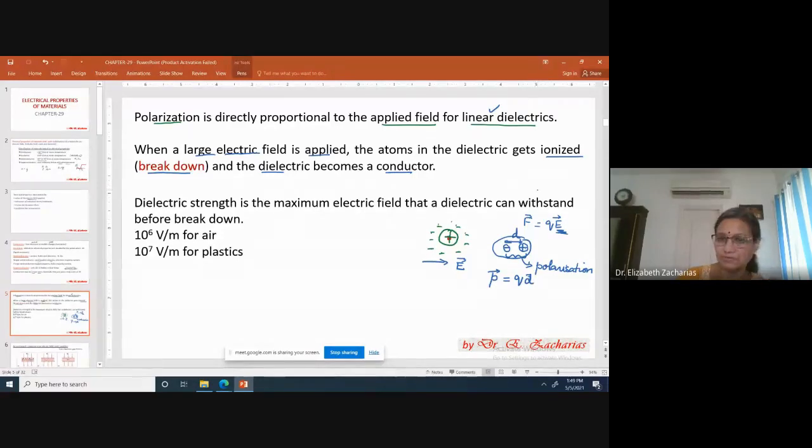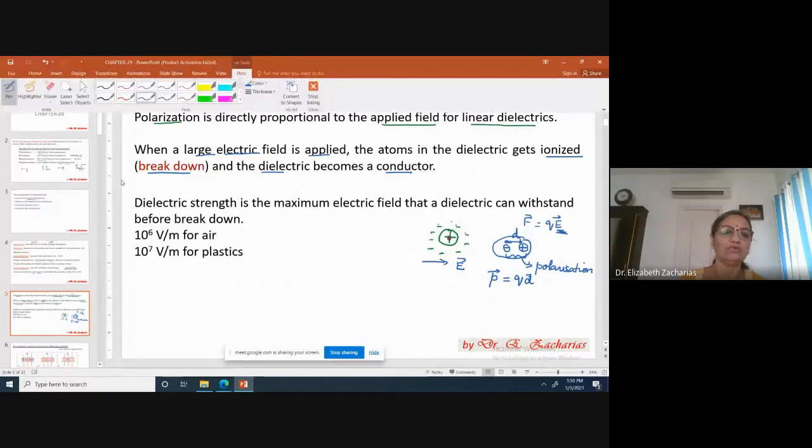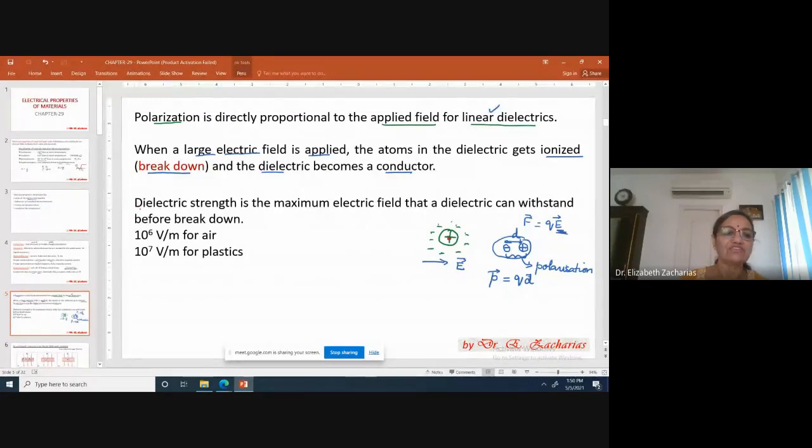Okay, and please remember, different dielectrics have different breakdown values. That is, there is a certain maximum electric field that it can withstand. Beyond that, if you increase the electric field, then it breaks down. So it also signifies the strength of the dielectric, how much it's able to withstand. Therefore, you talk about something called the dielectric strength.